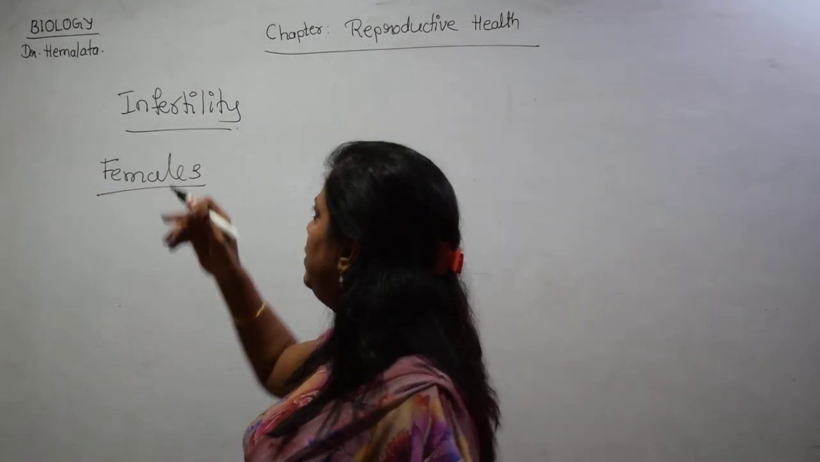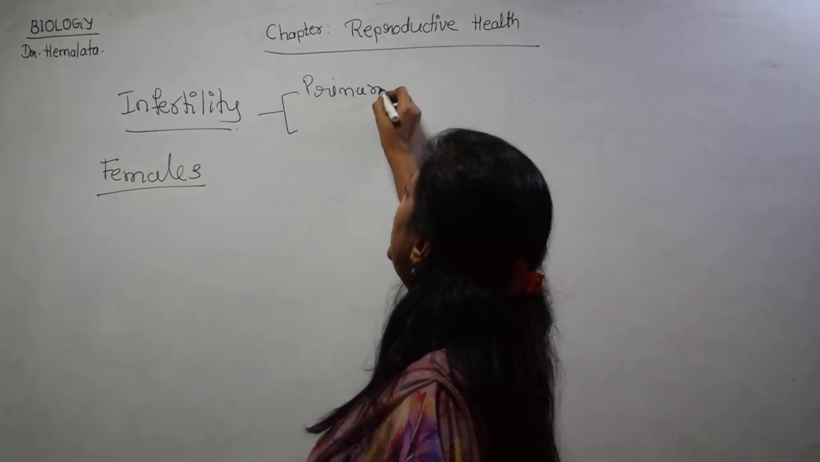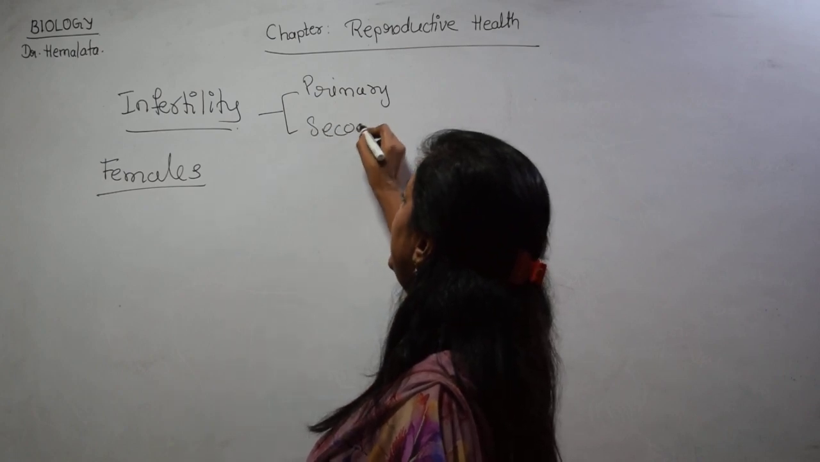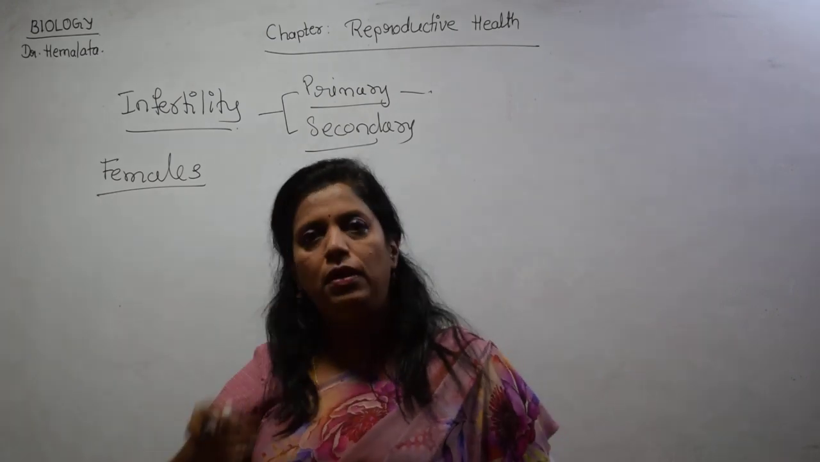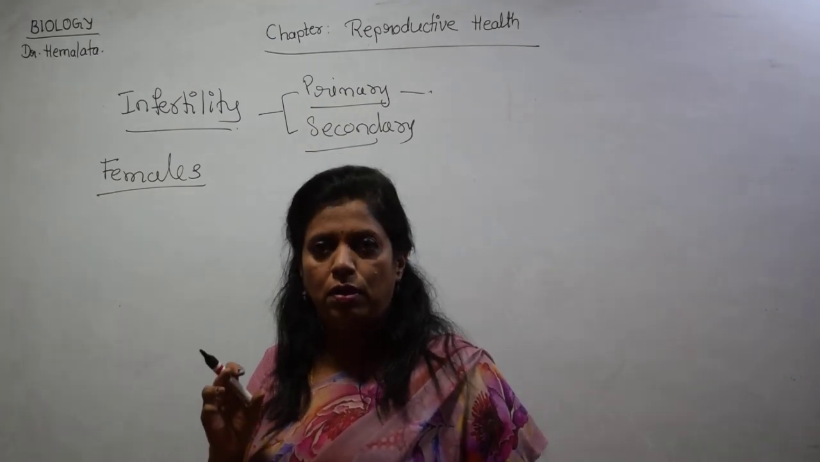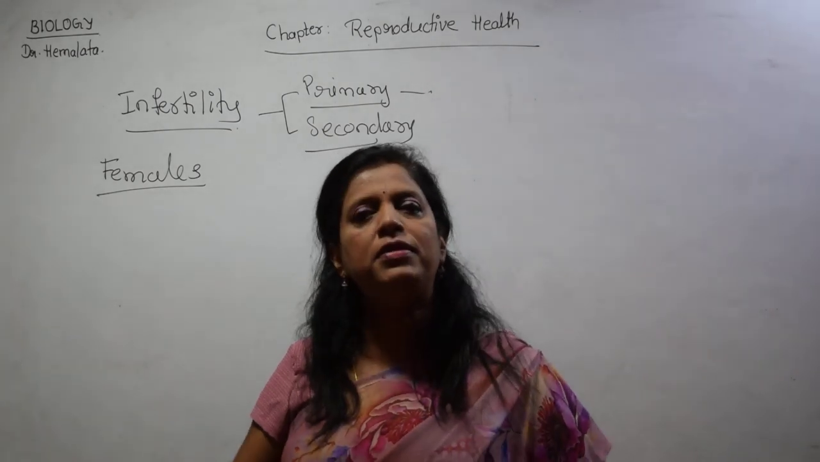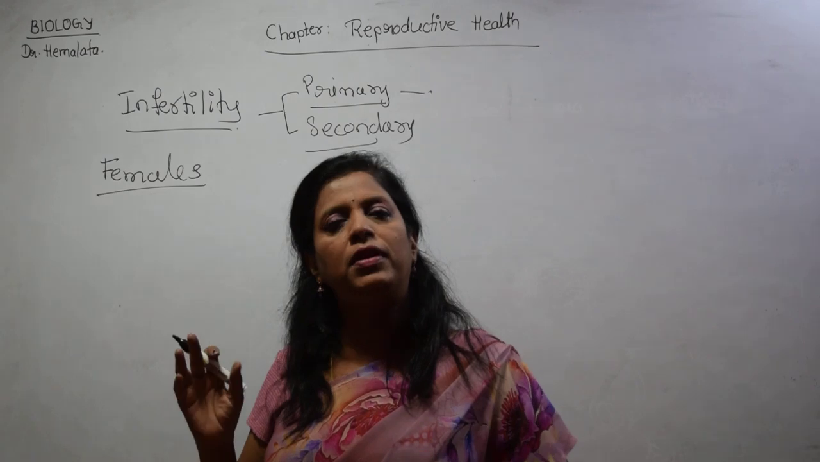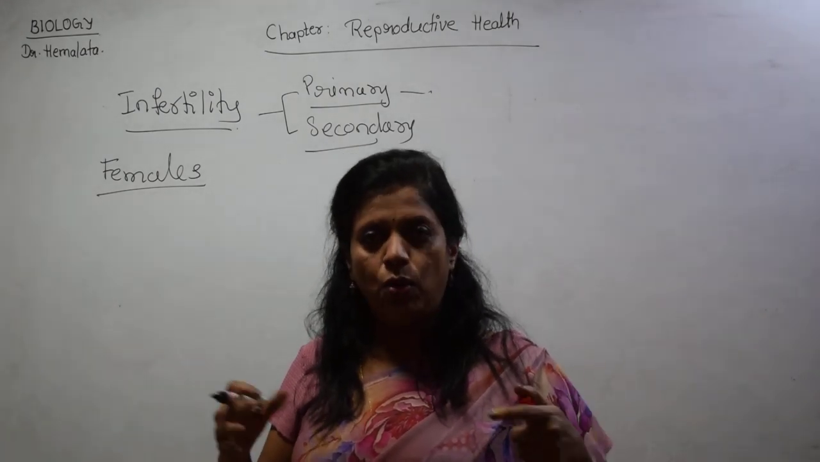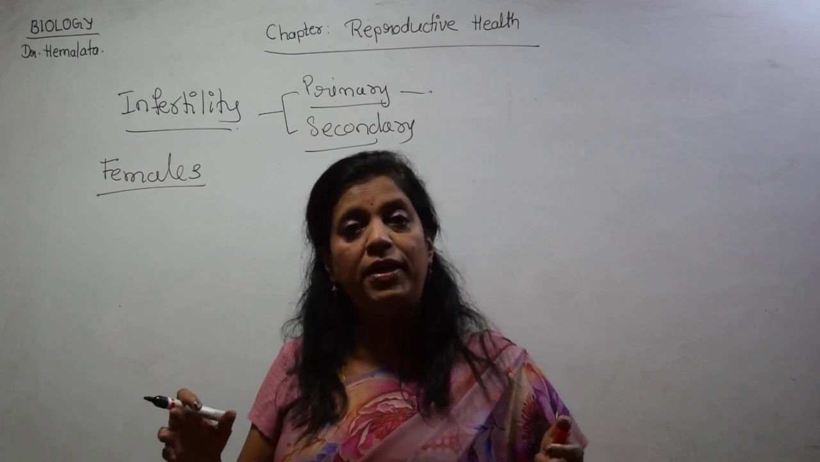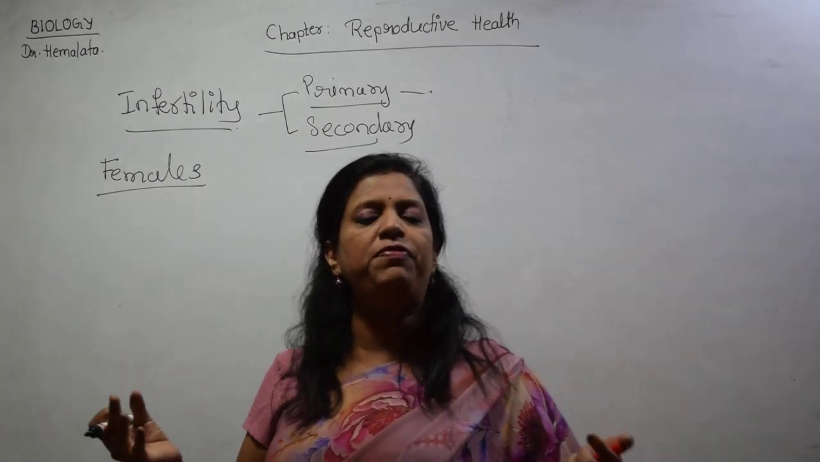Actually, infertility we divide into two types. It may be a primary infertility or it may be a secondary infertility. What is primary infertility? This is the inability of a husband and wife to get a child even for the first time. There is no pregnancy at all in their whole lifetime after they are getting married, or they are together for almost one year without having a child. Not even once she has become pregnant. This is called primary infertility.